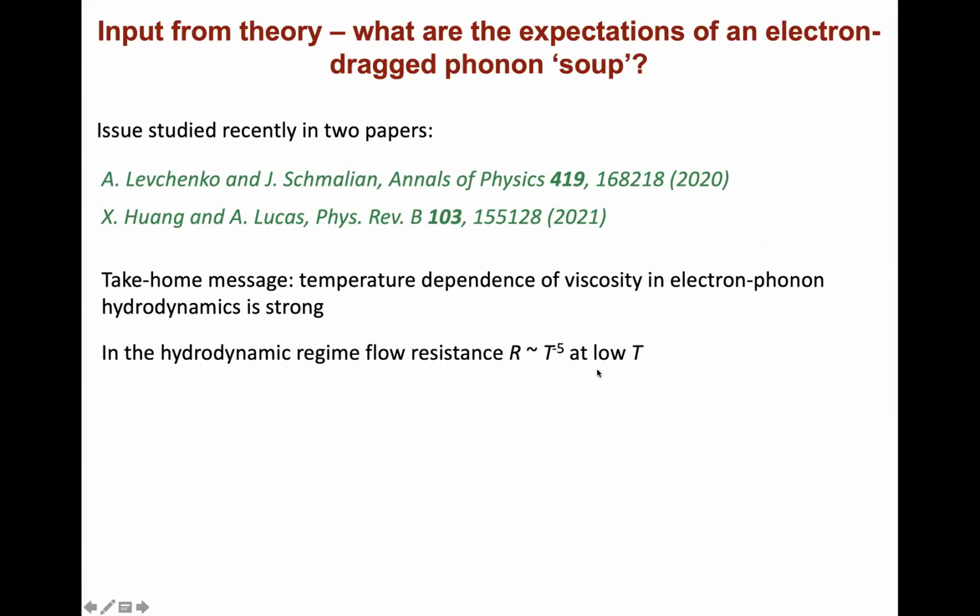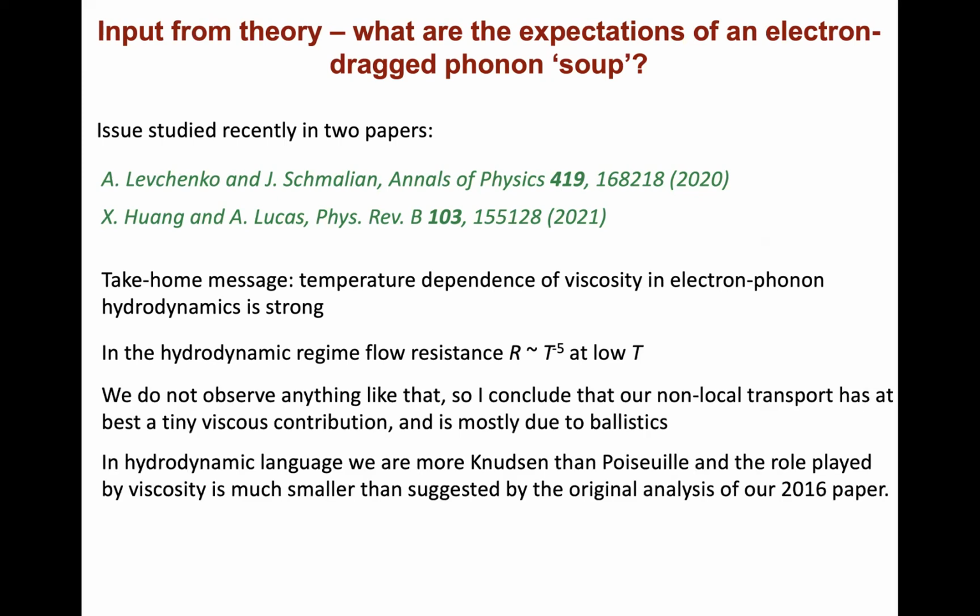And they come up with, at these very low temperatures where we'd done our experiments, a prediction that is unambiguous and very strong. It says you should have a T to the -5 resistivity at low temperatures. And we observe nothing like that. We observe only a very weakly temperature dependent effect. So I at least have to conclude that all of our non-local transport, including what we observed in those original flow experiments, was the result of ballistics, not viscosity.